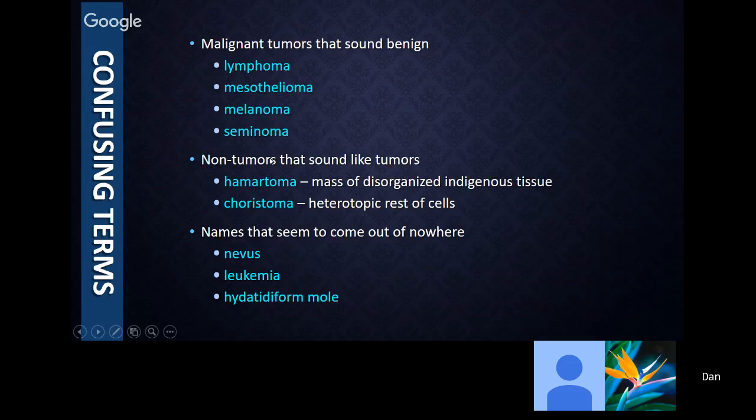There are some that are not tumors whatsoever, and the name looks like a tumor. For example, choristoma is a tissue that is not supposed to be there. It's a normal tissue, but in the wrong location. One example here is endometriosis. Hamartoma as well is a tissue that looks completely malignant when you look at the microscope, but it's totally normal. It's a tissue that is completely disorganized. You don't recognize it as any known tissue.